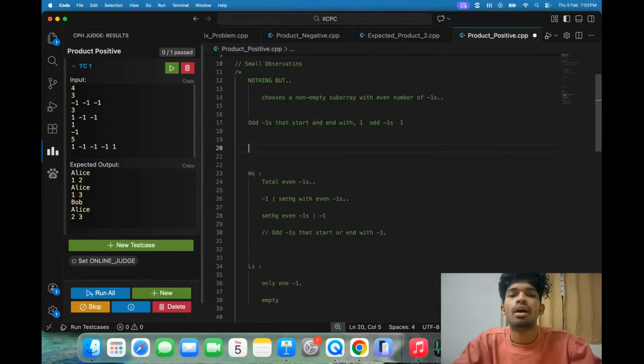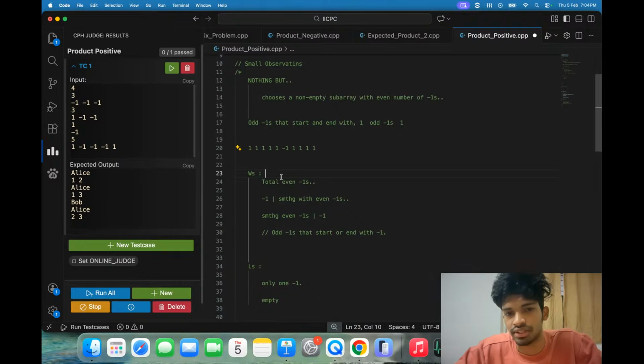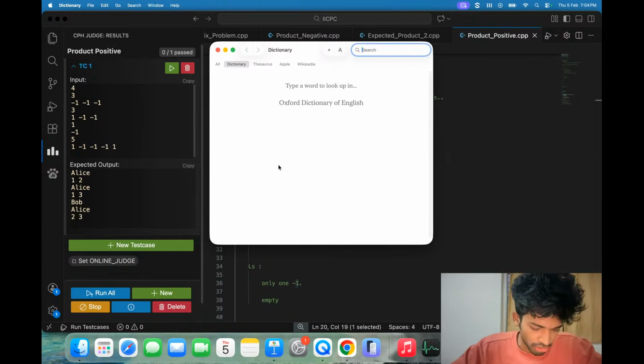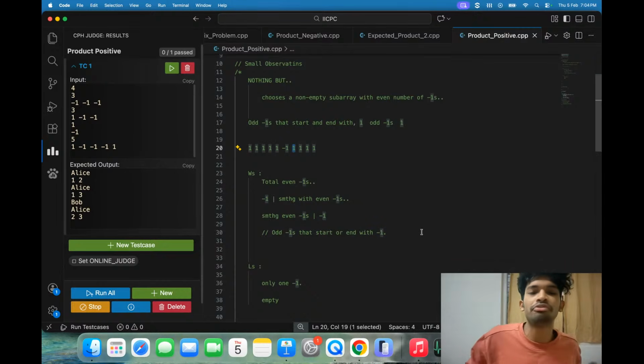Let's say you have 1 1 1 1 and then minus 1 1 1 1 1 1. People will fight to not make this n minus 1. If someone removes till here, the other guy will remove till here, and then the next guy must remove this. Then the end became minus one, and then you're done for. So people fight to not make the n minus one.